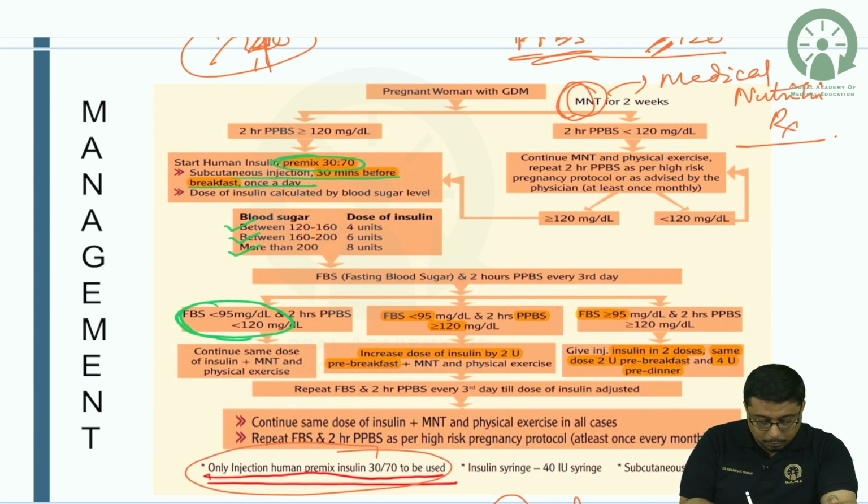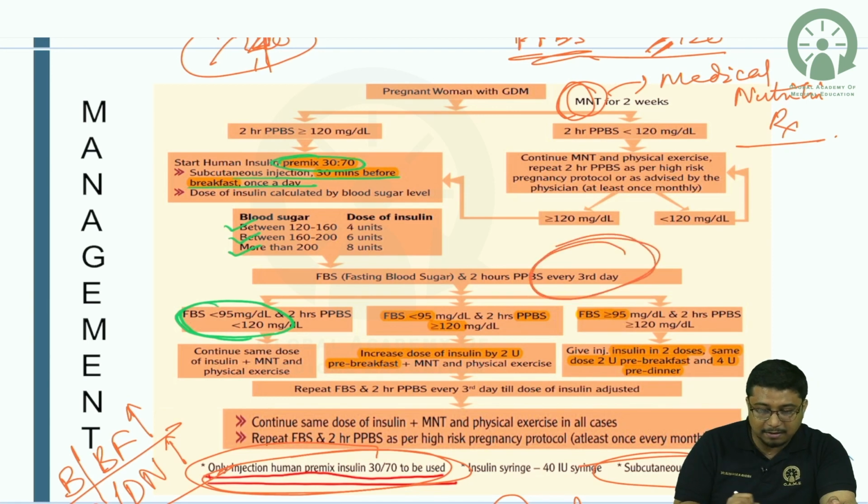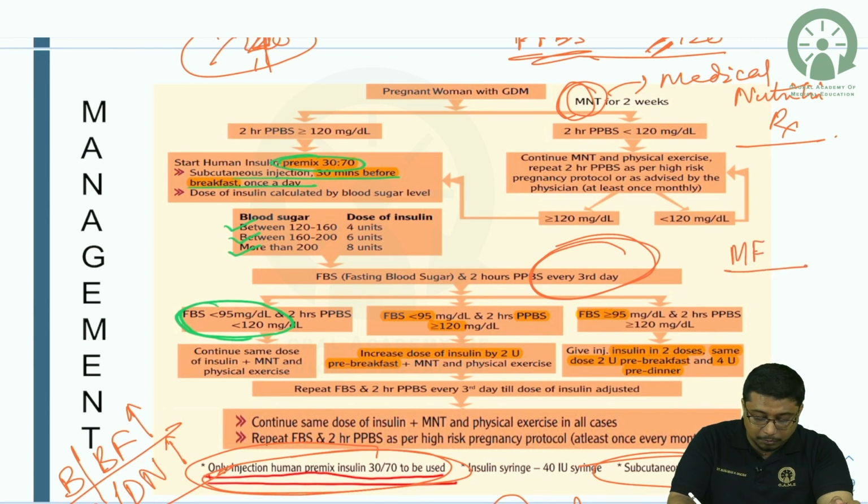Now remember, only premix insulin 1370 subcutaneous is to be used, and the only 2 doses are before breakfast and before dinner. So if fasting is high, we need to increase before dinner. If PPBS is high, we need to do before breakfast, and every 3 days we need to do fasting or PP. Now apart from this insulin, what can be added is metformin.